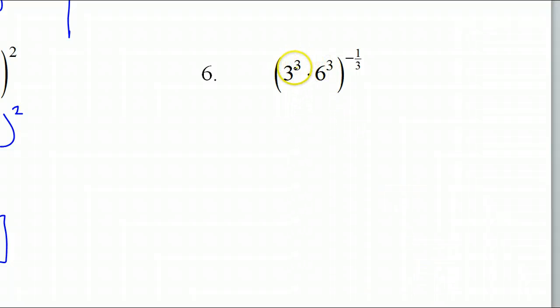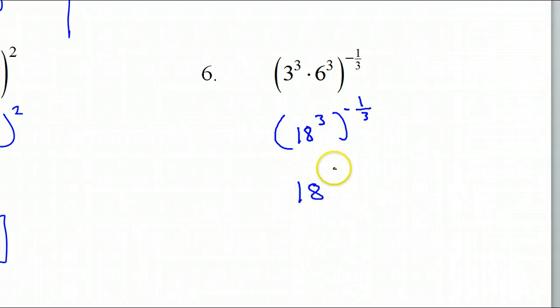Loving it. We have the powers are the same, so therefore we can multiply the bases. So 3 times 6 is 18. So I will have 18 to the 3rd power. And then out here I still have negative 1/3 power. Now when you have a power to a power, you multiply. So this is going to be 18 to the negative 1 power.